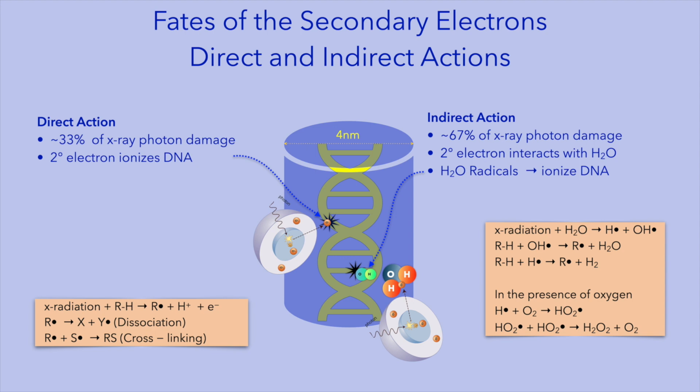Because the radicals are highly reactive, they will diffuse limited distances within the cell. It is estimated that these radicals need to be formed within a diameter of 4 nanometers around the DNA in order to be able to ionize DNA.